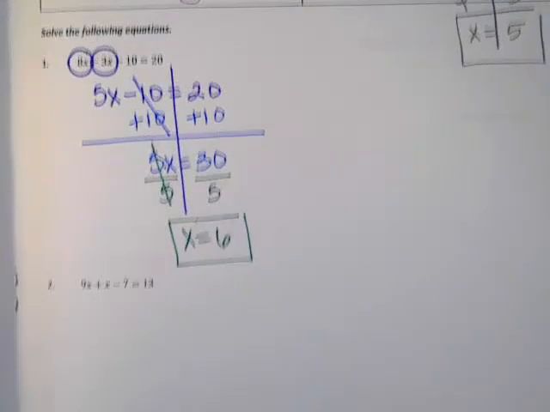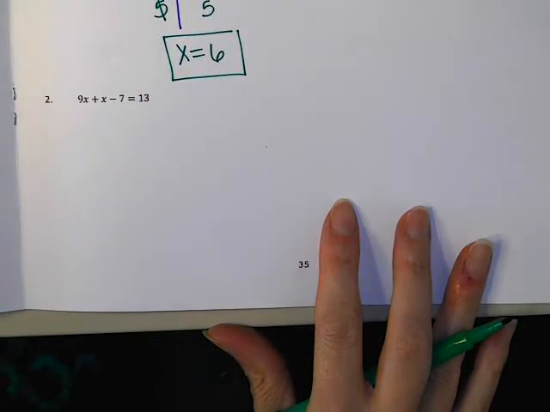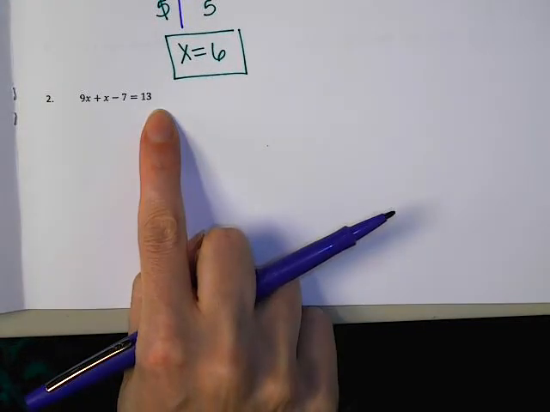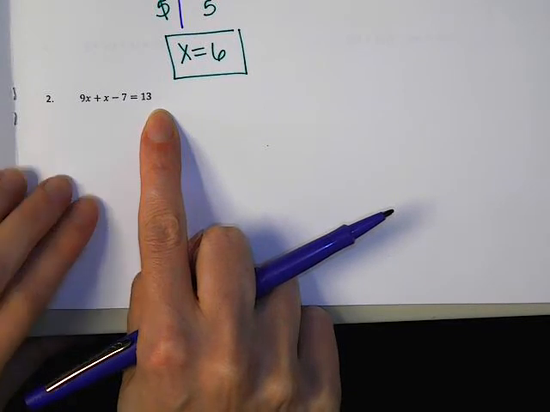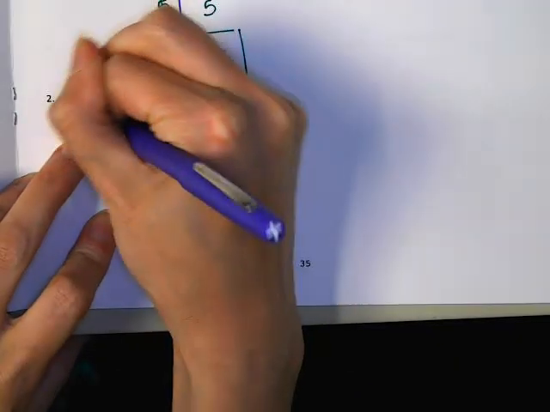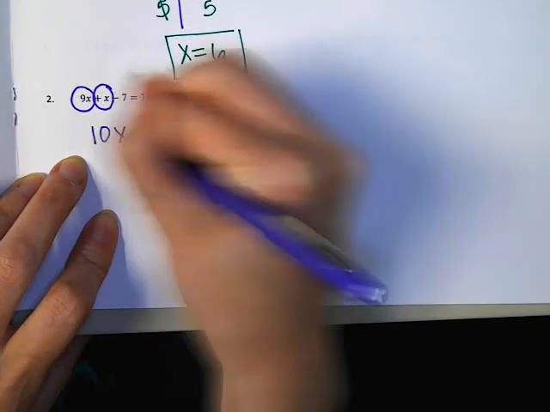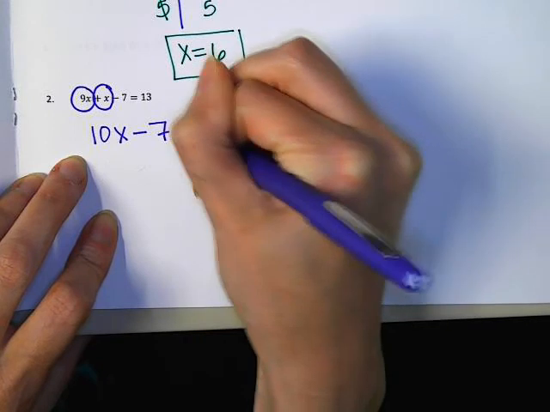All right, let's try one more. If you guys want to pause and try this one on your own, that'd be great, and then replay it. So, first step, distribute any parentheses, but we don't have any. So we're going to skip it. Next step is combine like terms. 9x plus 1x is 10x. So we have 10x minus 7 equals 13.